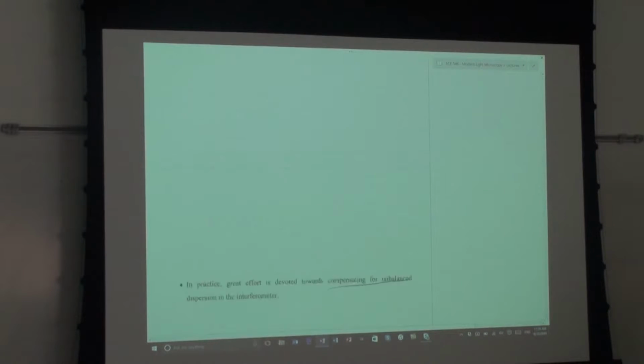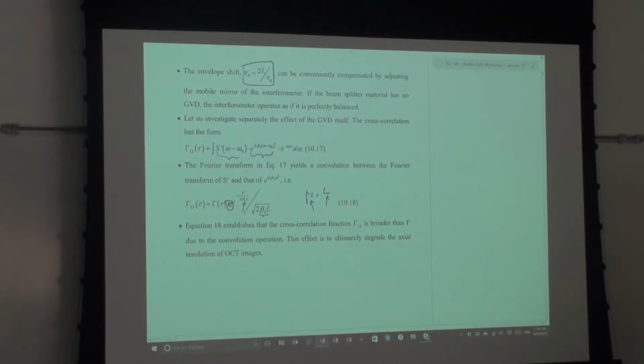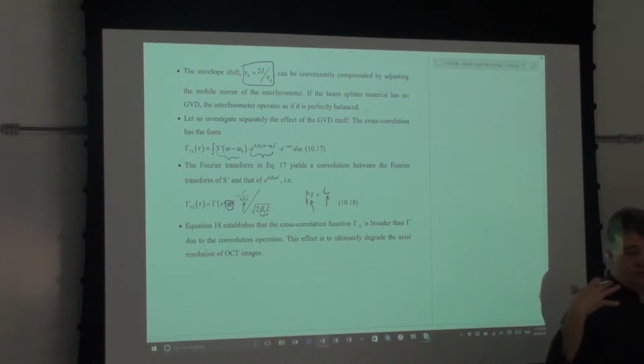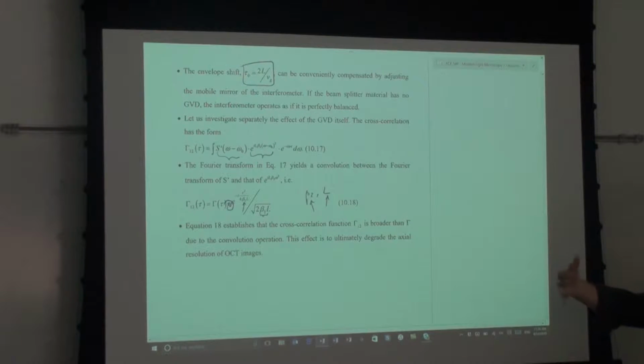You compensate, and I think that's how I leave dispersion compensation is a real thing that you have to do in OCT. But it's also very similar with the spatial. I like the spatial analogy because that's what you do with an imaging system. You compensate for those aberrations. How?